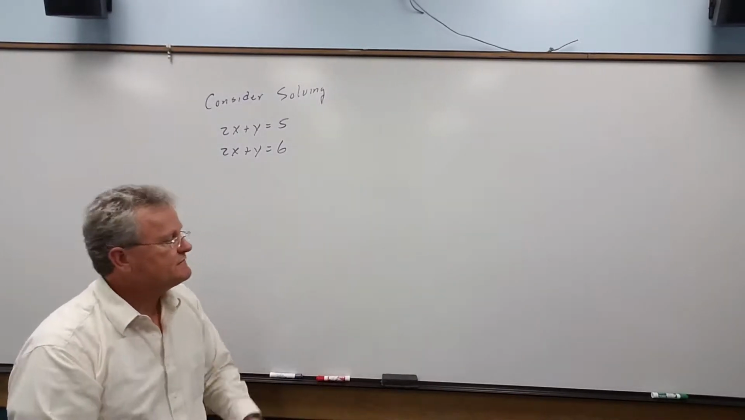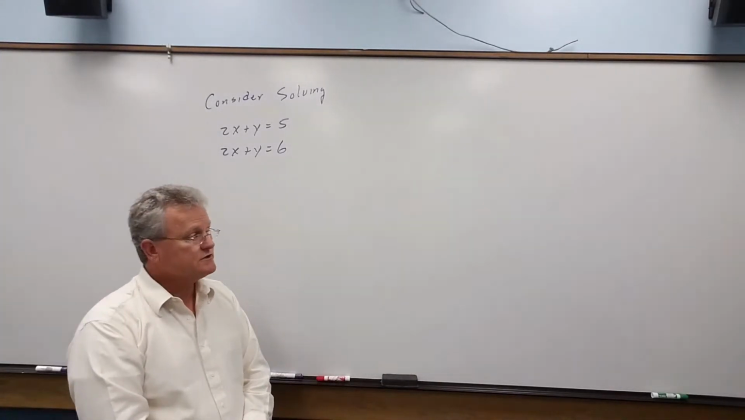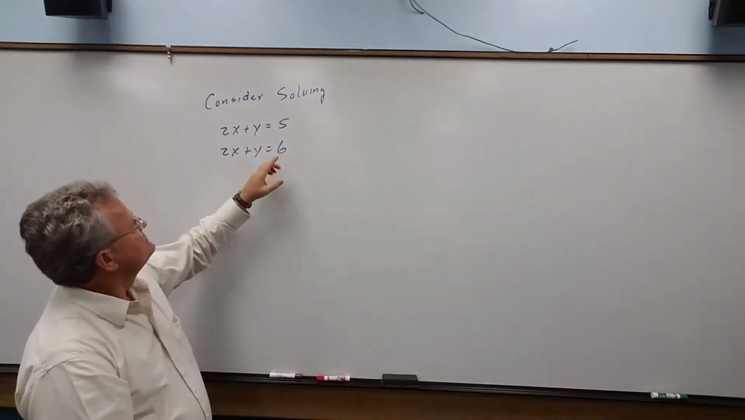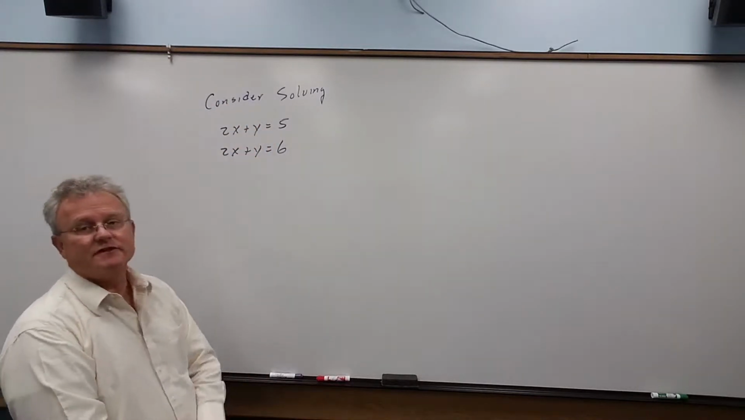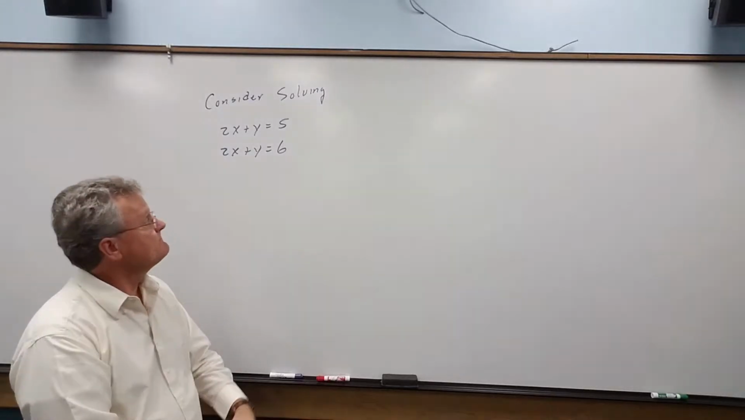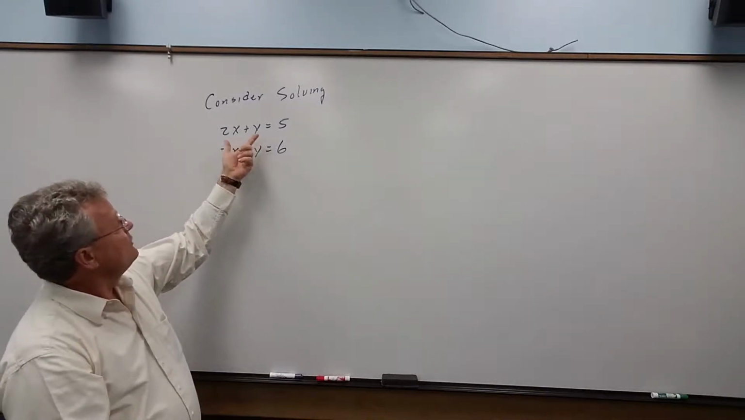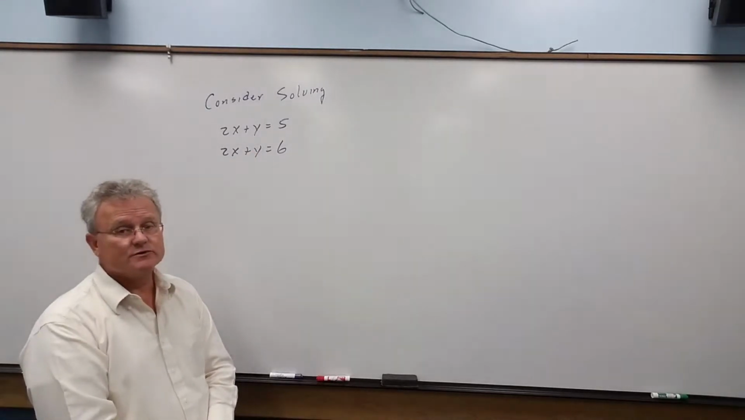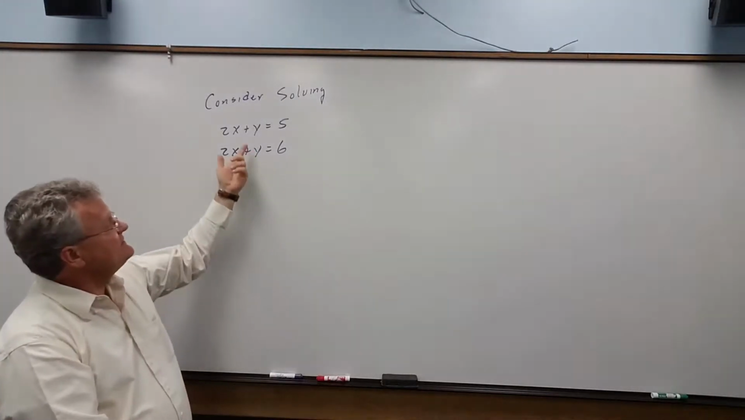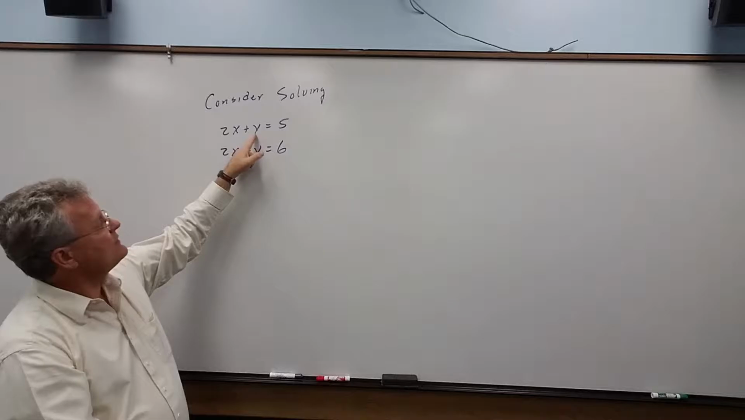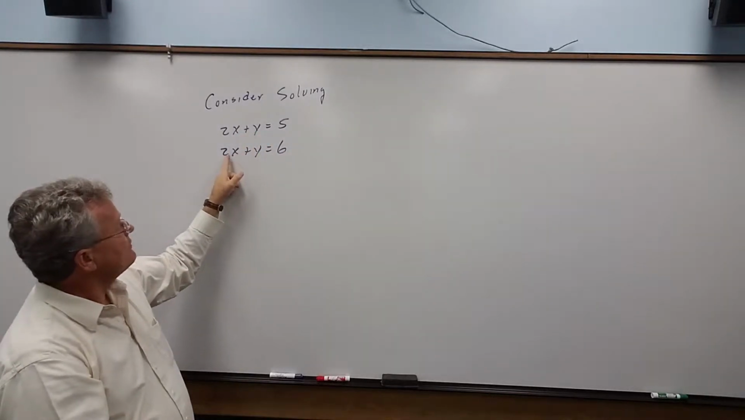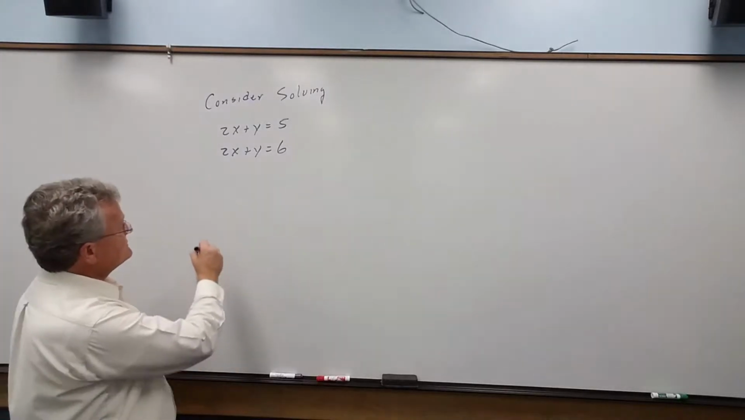Okay, in this video we're going to talk about determinants and what information they give us. So let's consider solving this system of two equations. Well, we can see that 2x plus y equals 5 and 2x plus y equals 6. If we solve these for y, we get y equals negative 2x plus 5. Here we get y equals negative 2x plus 6.